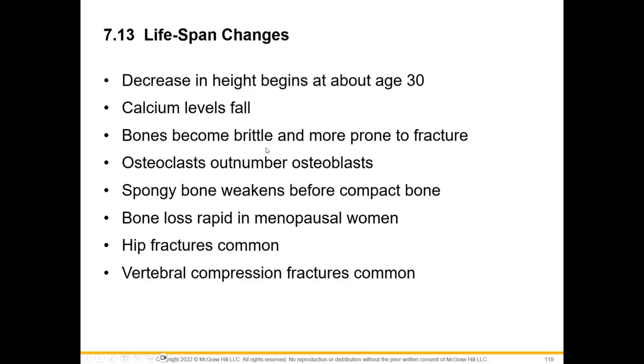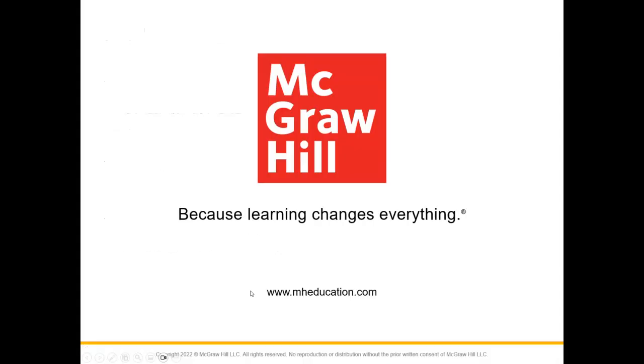Okay, what happens to your bones with time? Well, you decrease in height, and this actually begins at the age of 30. Your calcium levels fall, and the bones become brittle and more prone to fracture. The osteoclasts outnumber the osteoblasts, and therefore you're breaking down bone. Spongy bone weakens before the compact bone does. You have bone loss that's rapid in menopausal women. Hip fractures tend to be more common, and vertebral compression fractures tend to be fairly common.